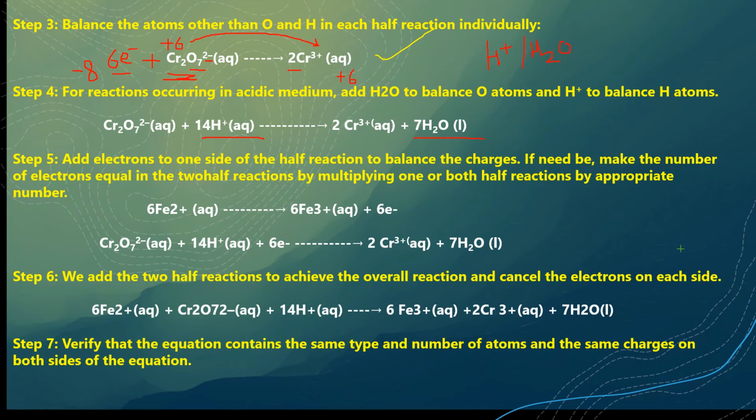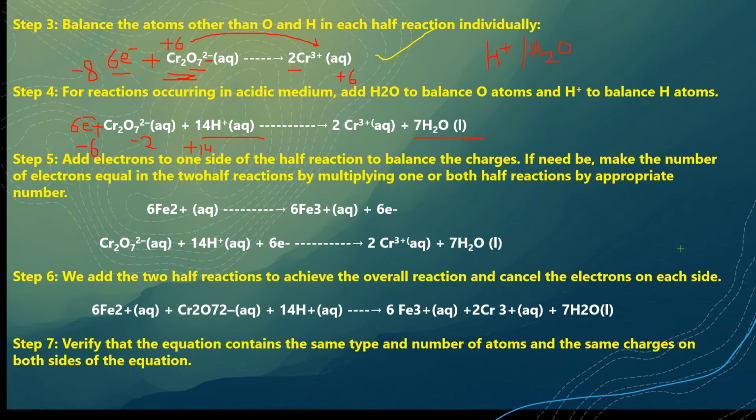But I have to be doubly sure that my half reaction is balanced. Only then I can move to the next half. Now we will check on the basis of charges. 2 negative here, 14 positive here, right? And please do not forget to write 6 electrons here because this is required. I have total 8 negative and 14 positive.